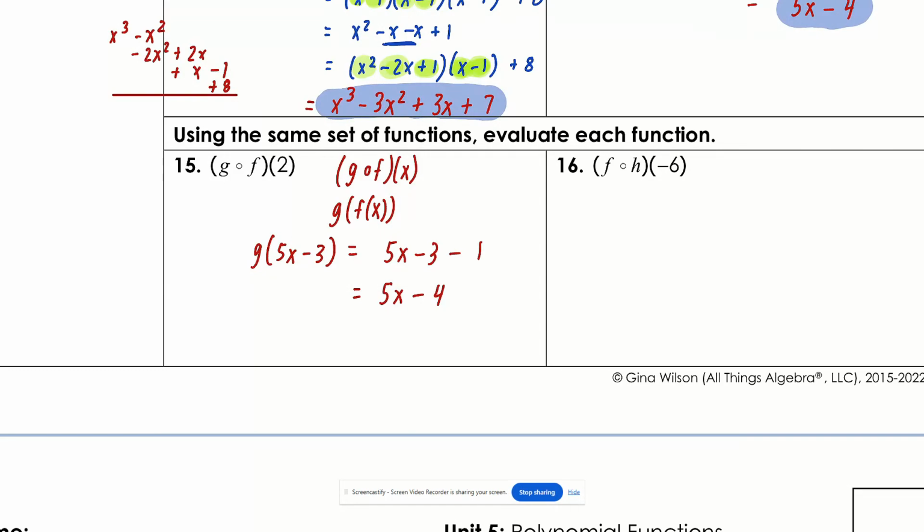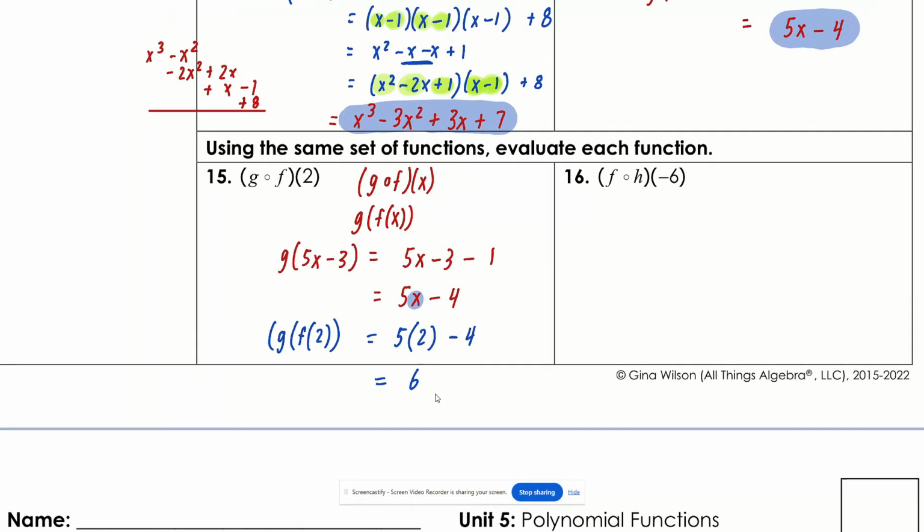So now, lastly, we want to do g of f of 2. So that means we're taking this final product that we got when we did g of f of x, and every time we see the x, we're going to plug 2 into it. So 5 times 2 minus 4. 5 times 2 is 10, minus 4 is 6. So our final answer is 6. g of f of 2 equals 6. I hope that makes sense.